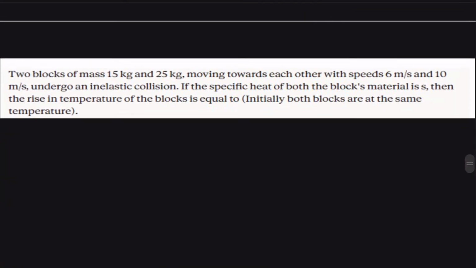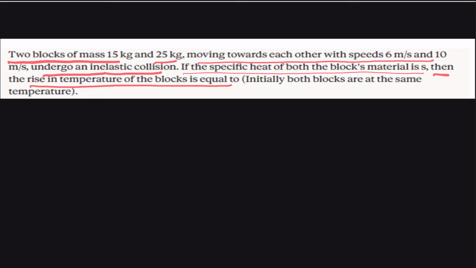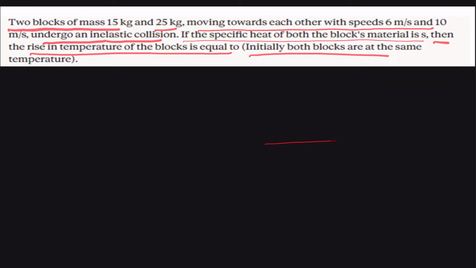Okay, so this gives us two blocks of 15 kg and 25 kg moving towards each other with speeds of 6 and 10 meters per second, and they undergo an inelastic collision. If the specific heat of both the blocks' material is S, then the rise in temperature of the blocks is equal to, okay, initially both blocks are at the same temperature. So we are given two blocks, suppose this is 15 kg and this is 25 kg. They are moving towards each other, this with 6 and this with 10 meters per second.